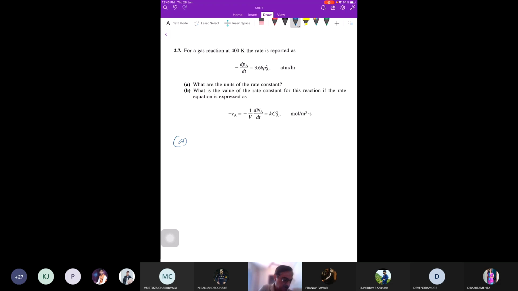What are the units of the rate constant? That means this rate constant. What is the value of the rate constant given here? 3.66. Right. So this is the rate constant, and we need to find its units. Is that difficult?